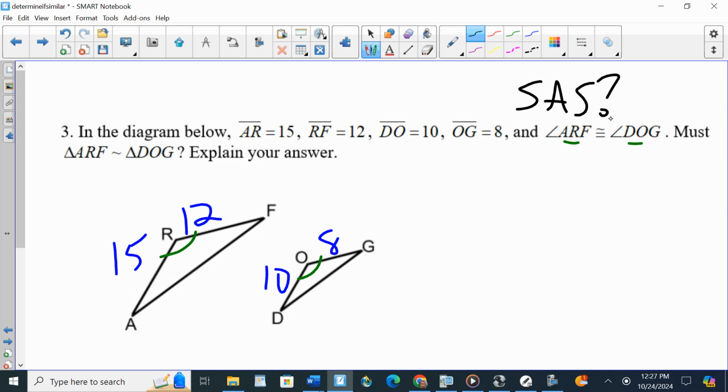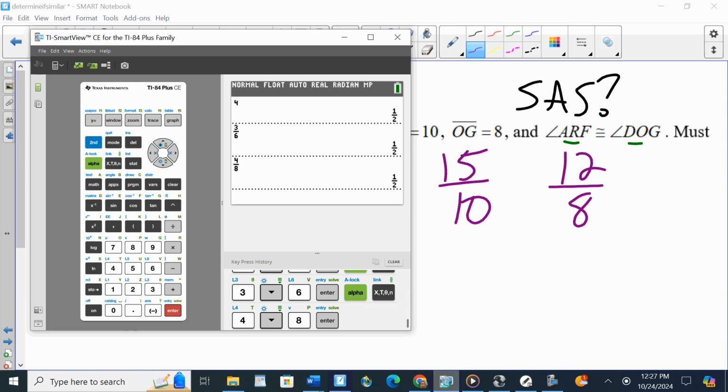However, just because I have sides labeled doesn't make them in proportion. I have to determine if they're in proportion by putting the corresponding sides on top of each other. So I'm going to put the 15 over the 10. I'm going to put the 12 over the 8. I'm going to let the calculator do the work for me.